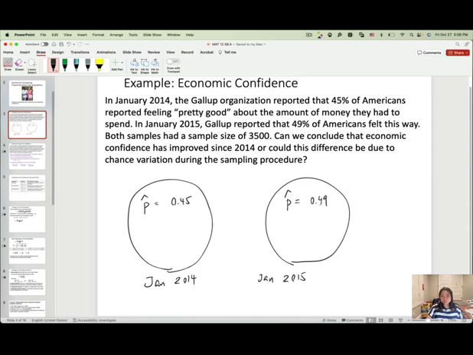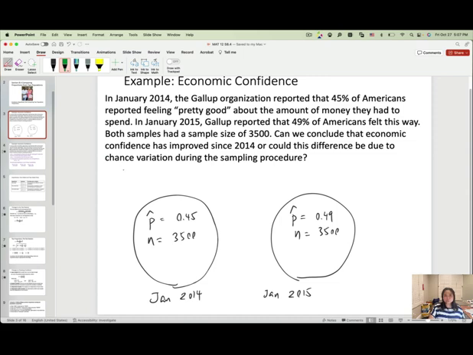Both samples had a sample size of 3,500. So n is going to be 3,500, same for this one. Can we conclude that economic confidence has improved since 2014? Or could this difference be due to random variation during the sampling procedure? So you can see we do have two populations here, and we want to compare the difference between these two populations.